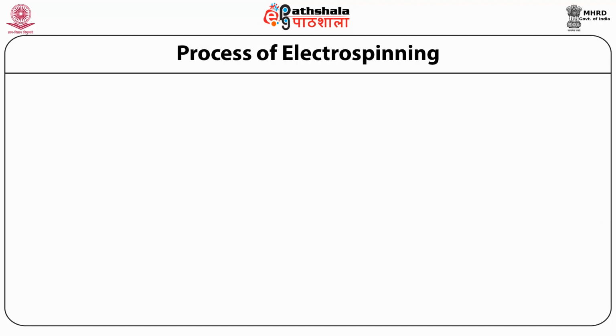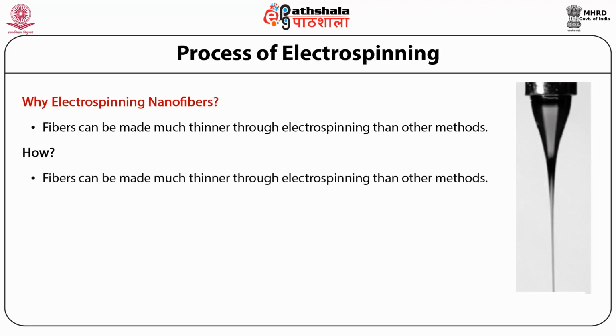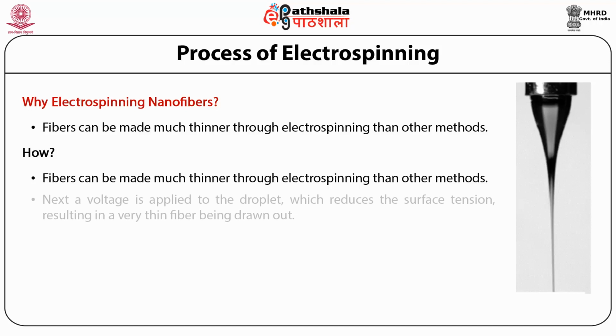The process of electrospinning: I want to discuss some basic processes which occur in electrospinning. Before moving further, one can raise questions like why electrospinning nanofibers? Fibers can be made much thinner through electrospinning than other methods. Now, how are the electrospun fibers thinned down in electrospinning? A solution of liquid polymer fluid is put through a capillary device to produce a droplet. Next, a voltage is applied to the droplet which reduces the surface tension, resulting in a very thin fiber being drawn out.